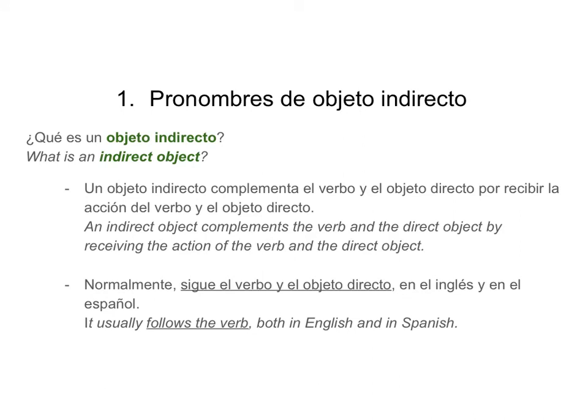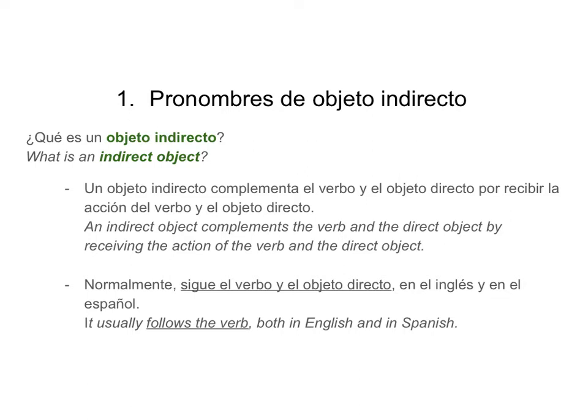So what is an indirect object? An indirect object complements the verb and the direct object by receiving the action of the verb and the direct object. So where a direct object simply complements the verb, an indirect object complements both the verb and the direct object. And what this means when we say it complements the verb and the direct object is that we're adding just another layer of detail to our sentence. And we're building off of not only the action of the sentence, but also the direct object of the sentence. So we're making sentences more exciting and dynamic.